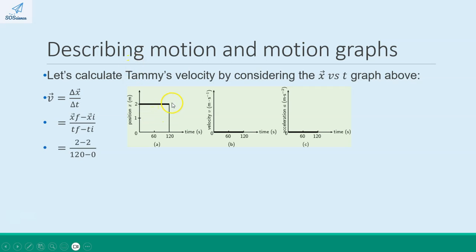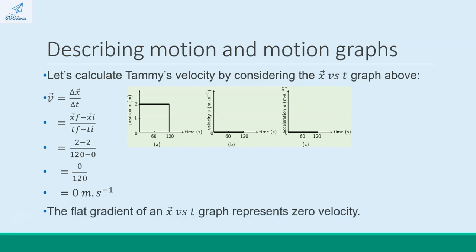Now, Tammy's final position at the end of the time interval was 2 meters, and Tammy's initial position at the start of the time interval was also 2 meters. Both of them are positive because both of them are in the positive direction. So it's plus 2 minus plus 2. So it's 2 minus 2 over final time, which is 120 seconds, minus initial time, which is 0 seconds. So that obviously gives us an answer of 0 meters per second. And that makes sense because if you're standing still, you have 0 velocity.